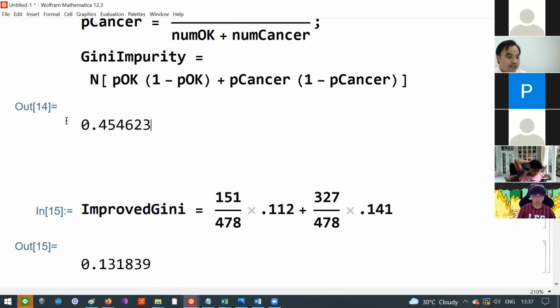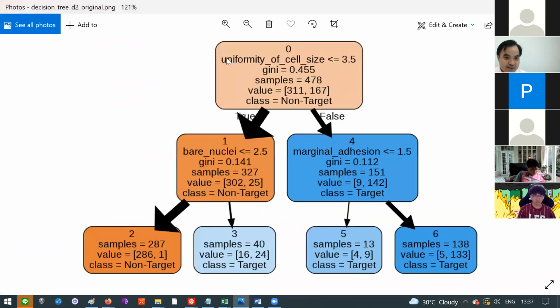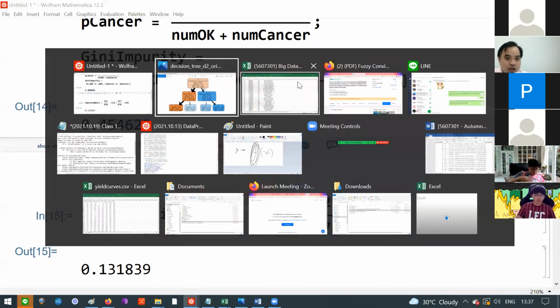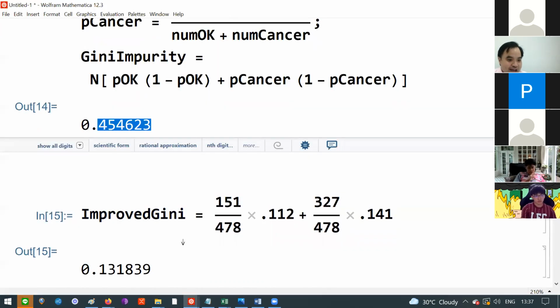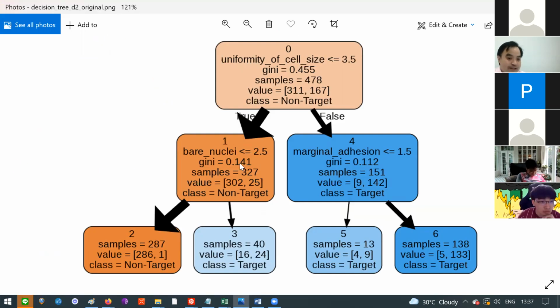Okay, so the Gini, according to this algorithm, this criteria here, uniformity of cell size, is a single cut that's the most powerful in the sense that right now, if you want to improve the Gini impurity, make it smaller, okay? You can go from 0.5455 down to 0.131. Again, 0.131 is a weighted average of these two numbers. Okay, use that. That's the most powerful. And then you keep going.